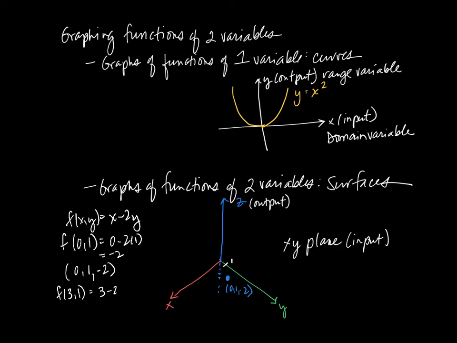On the other hand, if I wanted to figure out what f of 3 comma 1 is, that would be 3 minus 2 times 1, which is 1. So then I'm plotting 1, 2, 3, comma 1, and then up 1. So I get the point 3, 1, 1. So I figure out where 3 and 1 is, and then go up 1 unit on the z-axis. So if the output z is positive, the point x, y, z is going to be plotted above the xy plane, kind of like, you know, above the floor. And if the output z is negative, then the point is plotted below the floor.